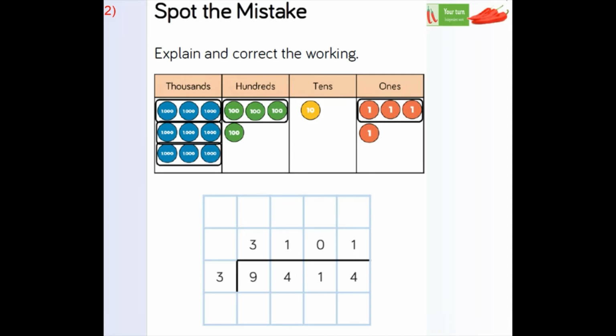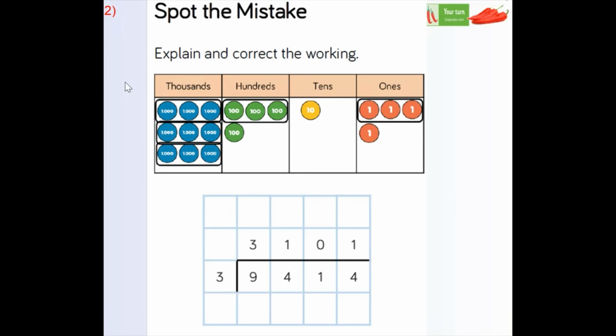Here is your next question. It says spot the mistakes. This is for Chili 3. Explain and correct the working. So we know there's something wrong with this, but you've got to find where it is. You know that the calculation is down here because we've got the bus stop method. Can you spot the mistake for me?